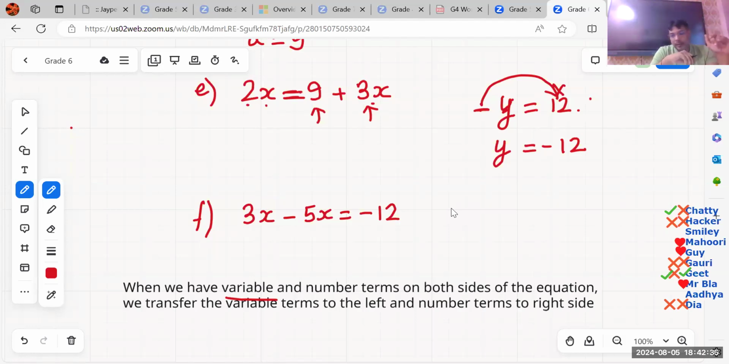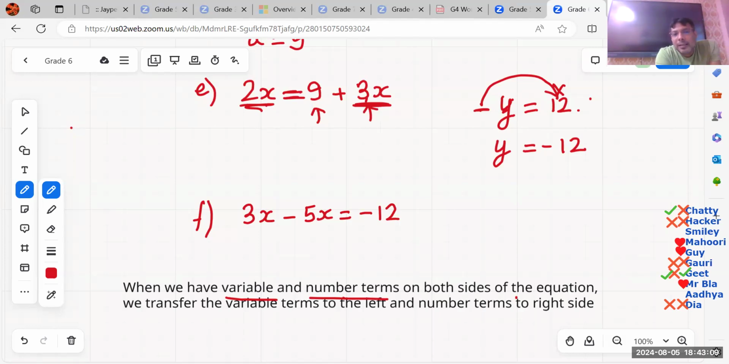3x to the left side. Hacker, what will we do in this question? So we will transfer 3x to the left side, but I don't know what will come in between 2x and 3x. Okay, so we will transfer. So Diya, see, as per this line, when we have variable and number terms on both sides, my 3x is on the left and also on the right. It's easier to transfer the variables to the left side. So I'll be transferring 3x to the left side. Is this clear? Is the English clear?